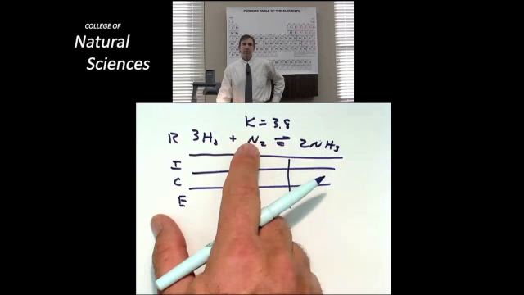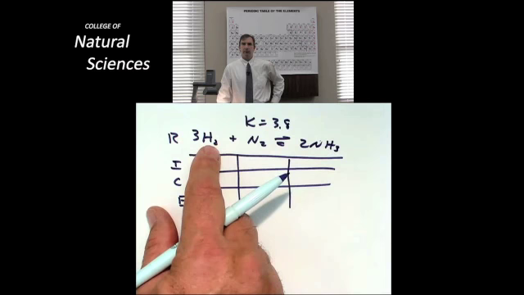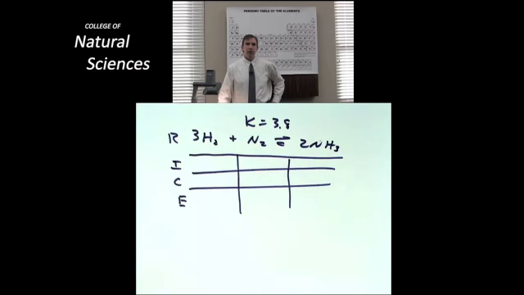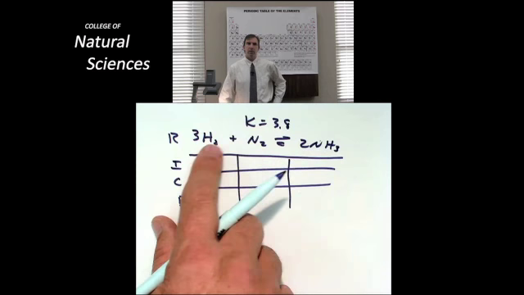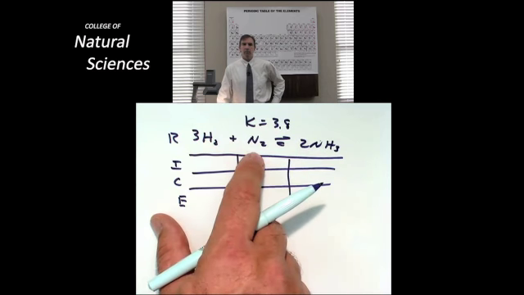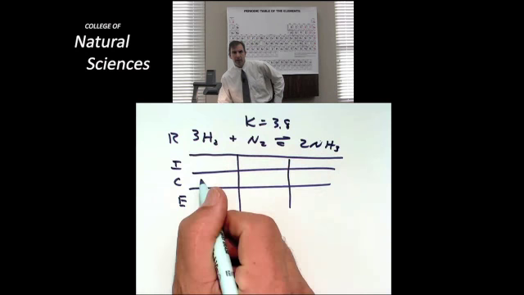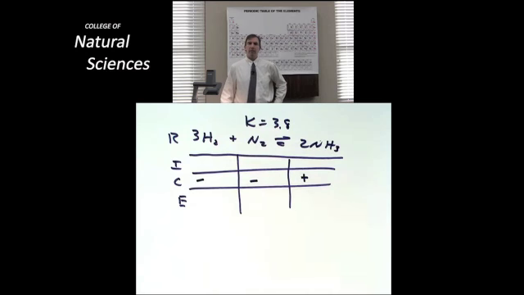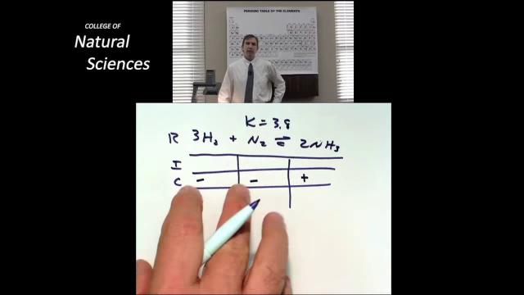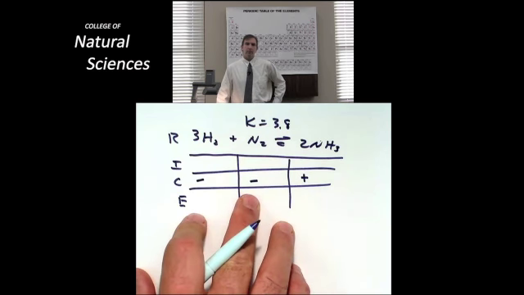This reaction has the ability to shift to the right, or it has the ability to shift to the left. That's all it can do. If it shifts to the right, then that must mean the amount of hydrogen and nitrogen is going to go down, and the amount of ammonia is going to go up. So I can automatically know, before I even look at any of the numbers, I need to put minus, minus, and plus here if this is an example of a reaction in which we're going to the right.